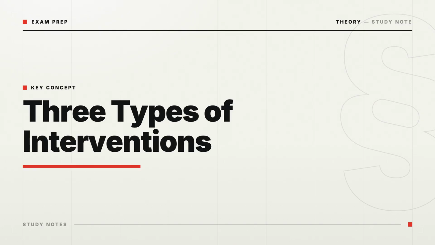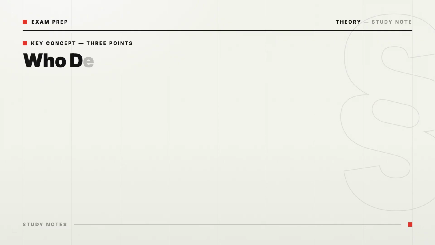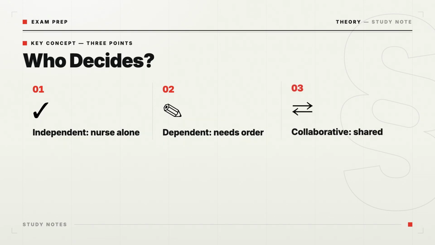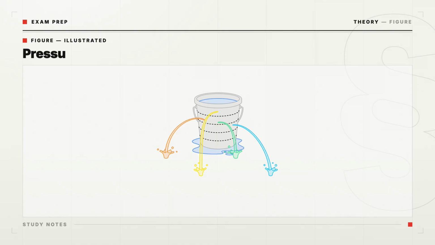Every nursing action falls into one of 3 categories, sorted by who holds the authority to start it. Knowing which is which decides whether a nurse can simply act or must first secure an order. Independent interventions are started on nursing judgment alone, with no order required. Dependent interventions require a prescriber's order because the decision belongs to the physician. Collaborative interventions are shared with another discipline, like physical therapy or dietary.